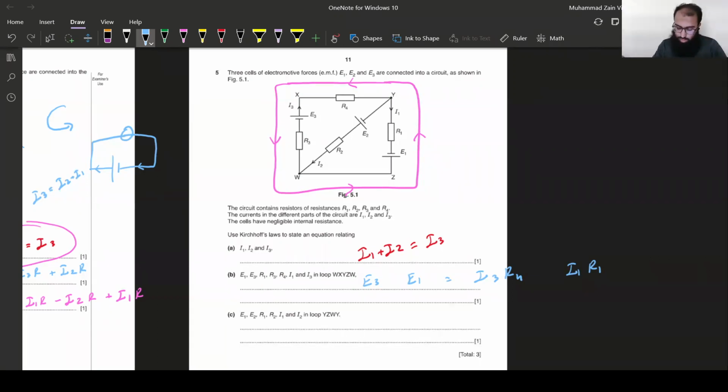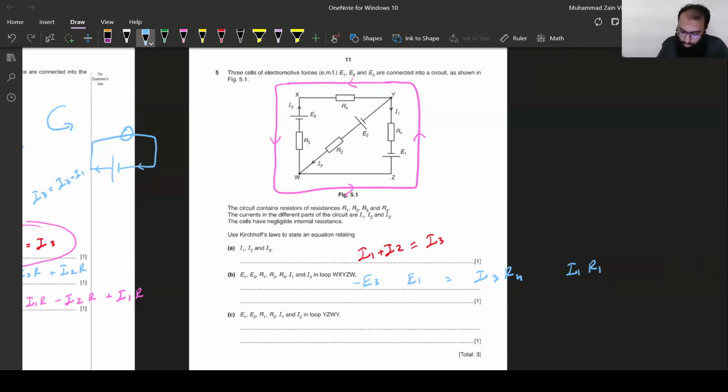So E3, E1, I3 R4, and I1 R1. These are the resistors and all those things that I need to involve. So talking about E3, is the current that E3 would generate according to my sign convention or is it not? My sign convention states that the current should flow from X to Y, but E3 tends to flow current from W to X. So obviously it's against my sign convention, so I would write a minus sign.